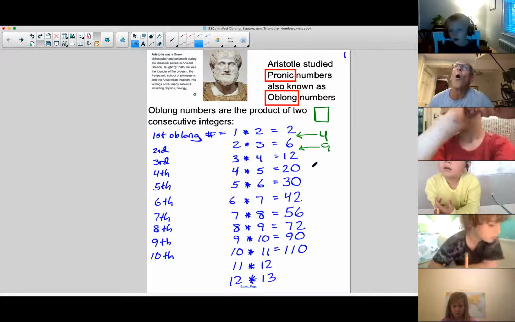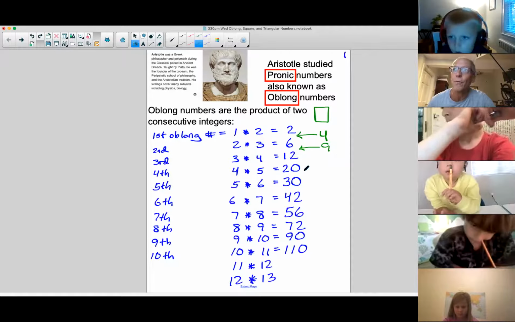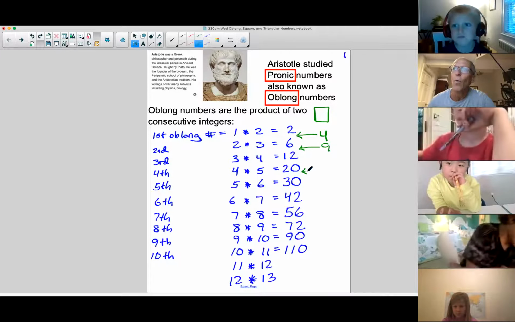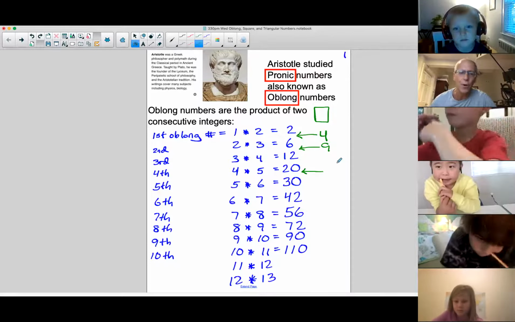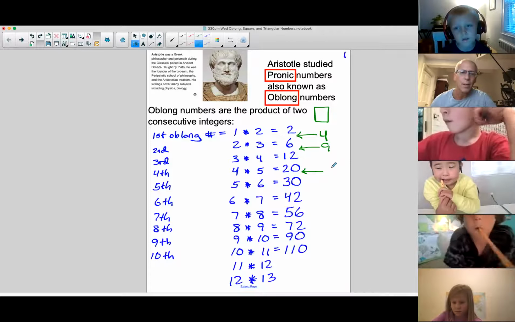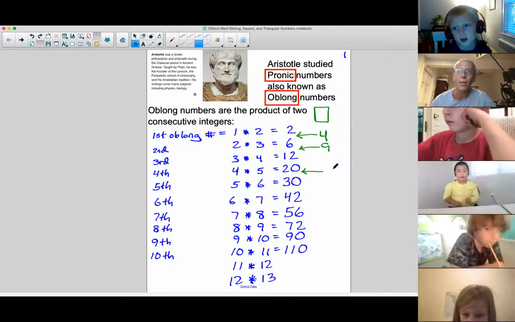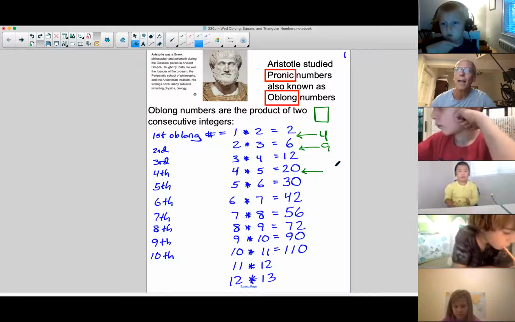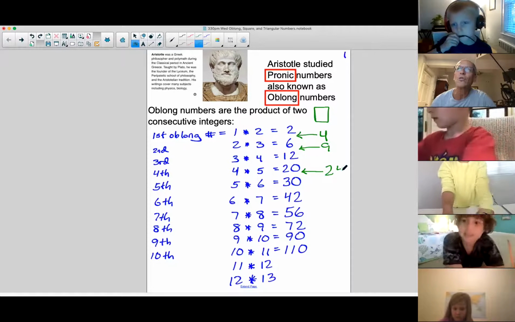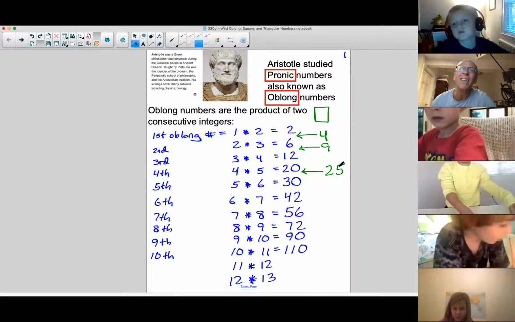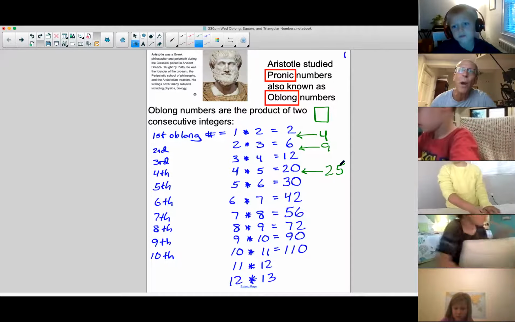Now, I have an easy one for you. You ready for an easy one? Yes. What's the halfway point between 20 and 30? 10. Oh, 25. Not 10. Say it out loud. 25. And that's the 5th square number.